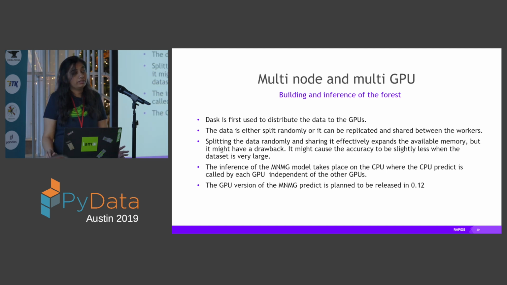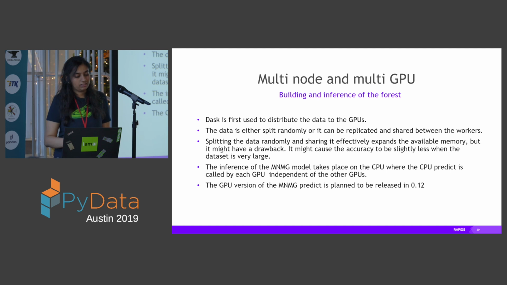We have a multi-node, multi-GPU version of the random forest algorithm, and we use Dask in order to implement it. First, Dask is going to distribute your data to the GPUs, and then we do the training. The data can either be replicated, with the same copy given to all the GPUs, or the better and more efficient way of doing it is to split the data randomly. The random data is then given to each GPU to create the decision trees.